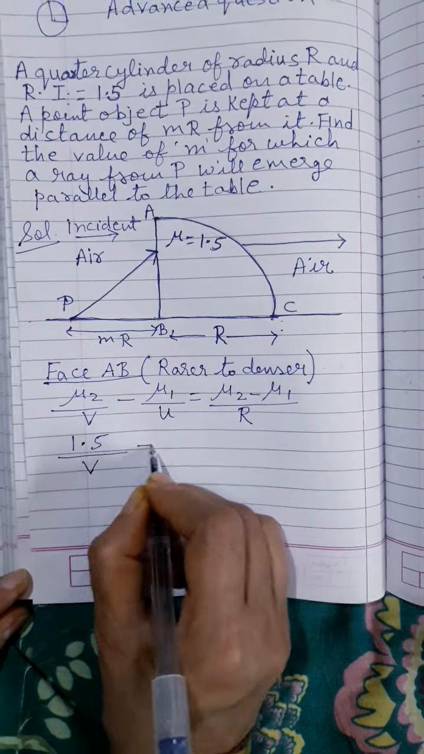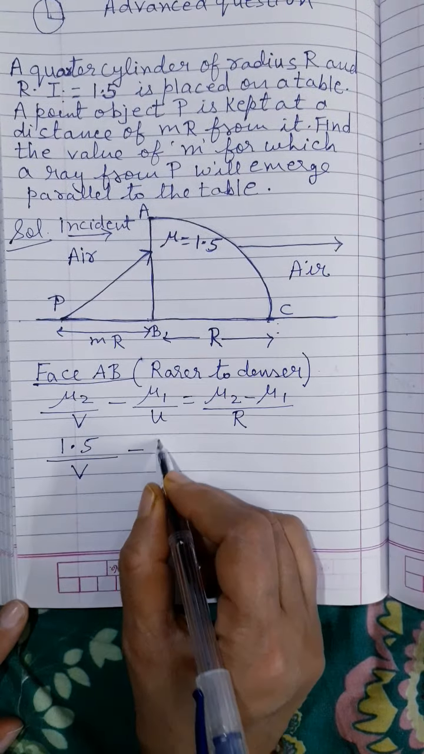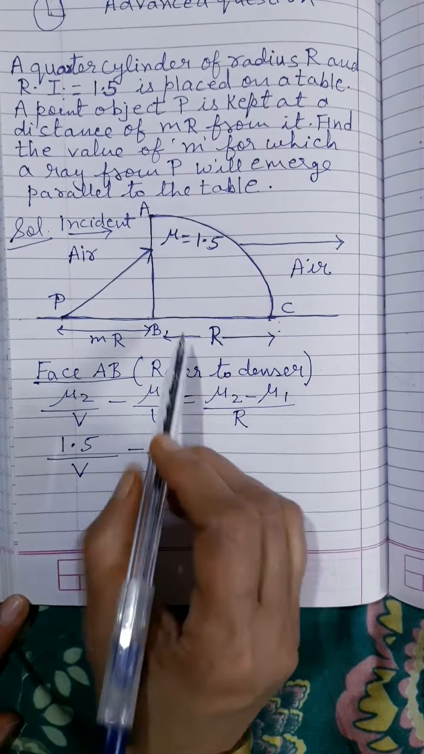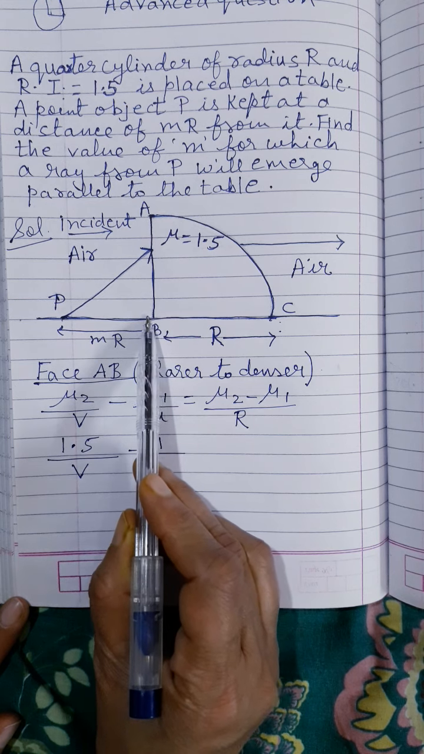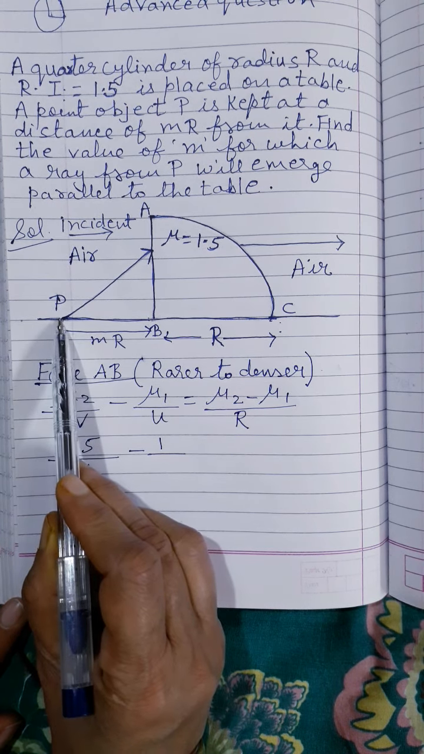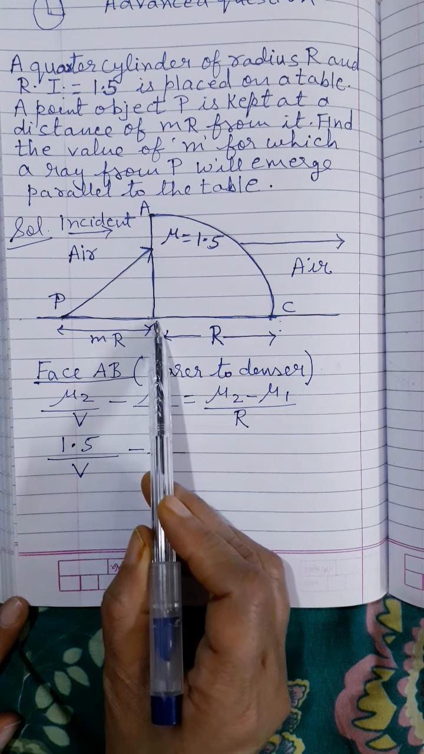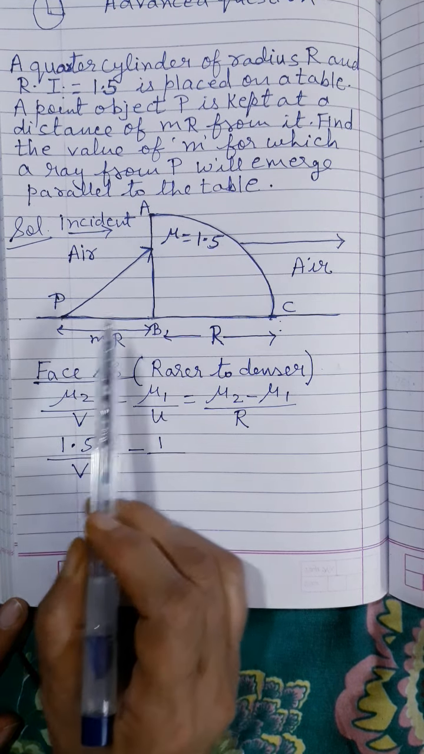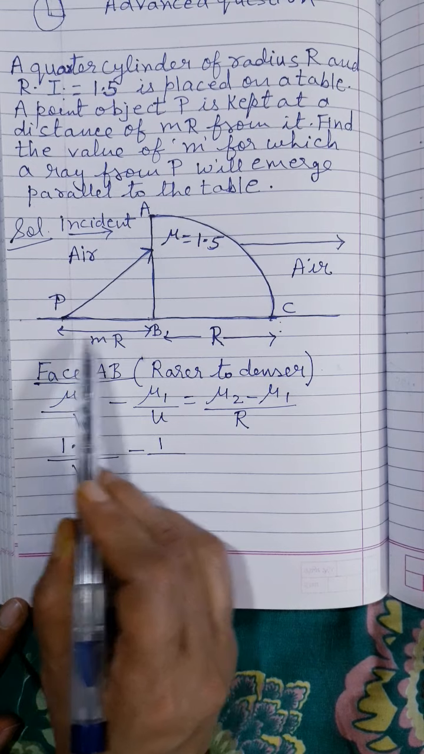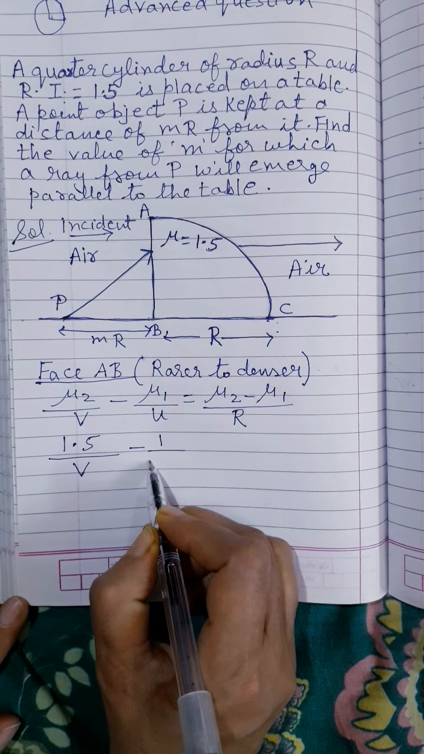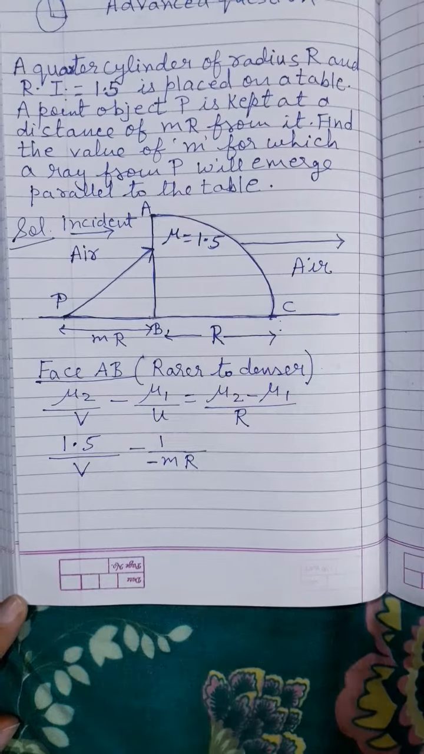V I have to find out. Mu1 is the refractive index of rarer medium. So rarer medium is air. So 1 upon U. U is how much? U is given as, starting from point B, I will measure the object distance going towards point P. Incident ray is towards right direction. When I measure the object distance, I am going from point B to P. That means I am going in opposite direction to incident ray. So by convention, U will be negative. Magnitude wise, U is mr. So this will be minus mr. If I use the sign convention, U will be negative, minus mr.